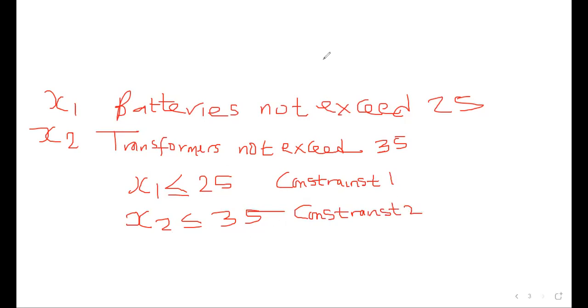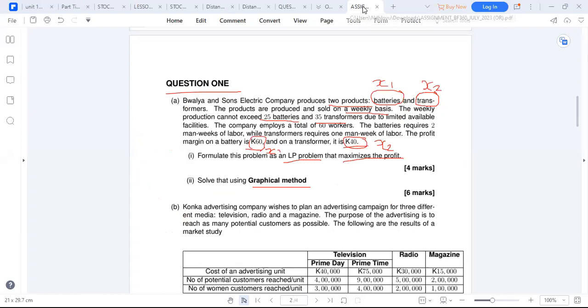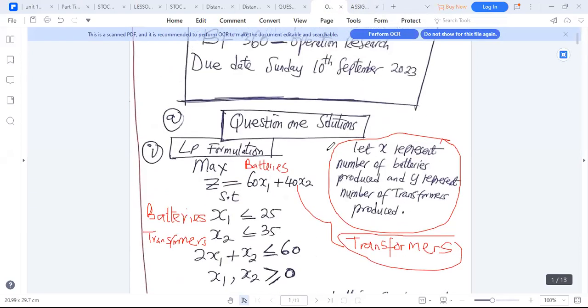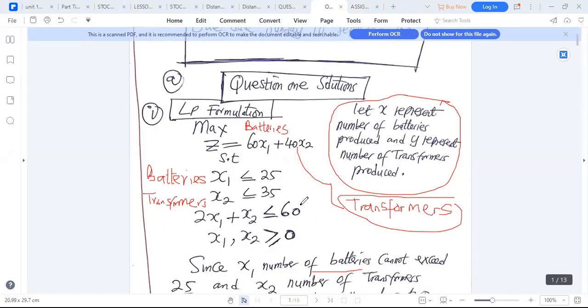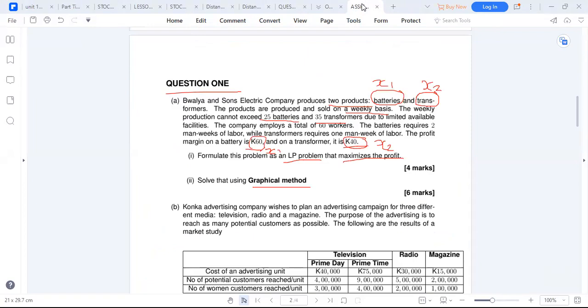So this is about how we are trying to formulate, coming up with the objective function. Actually, this is how this was formulated. Then solving it, so this is constraint 3, coming from the information in the question, that the batteries require 2 man-hours of labor, transformers require 1 man-hour of labor, and the total workforce is 60. So this is about how we got this one.